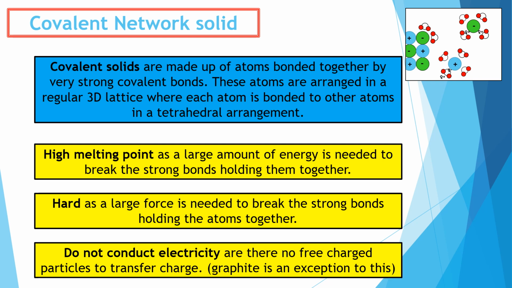They do not conduct electricity. The reason it will not conduct electricity is because the atoms in the 3D network, or the regular 3D lattice, are held together by 4 bonds to the other atoms around it. And the atoms aren't free to move. As well as that, the atoms have no charge, so it can't conduct electricity. Now, actually, graphite is an exception, a specific type of covalent network where we can conduct electricity, and we'll look at that in a couple of slides.